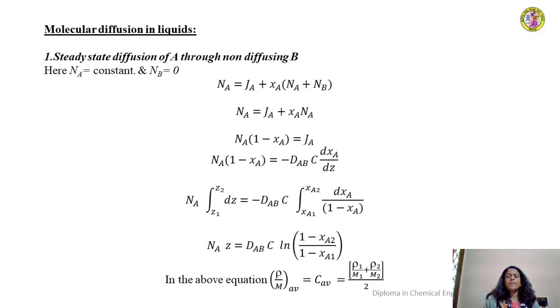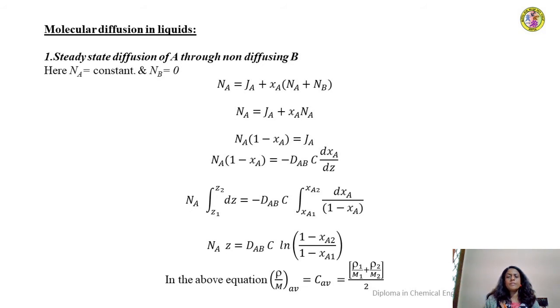Now we can simply separate the variables in the given equation and integrate between the limits. So take that dz term to the left hand side. The equation becomes NA dz is equal to minus DAB C into dXA by (1 minus XA).